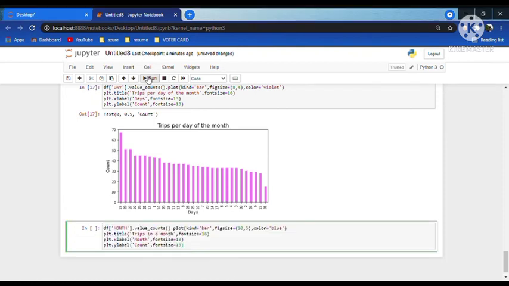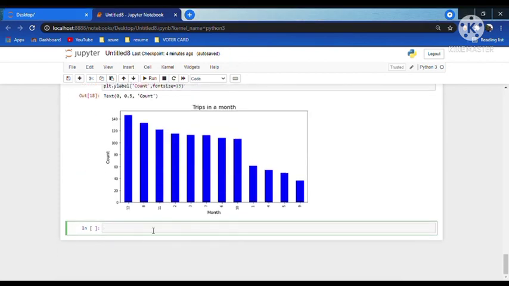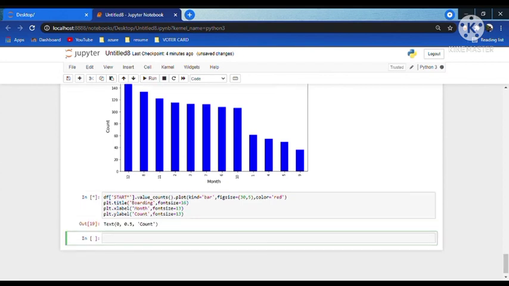That is the graph that is shown below. And how many cabs are booked in each and every month we are showing in the next graph. And we used blue color to represent the graphs. The above graph is counts and the number of trips that are booked in each and every month.